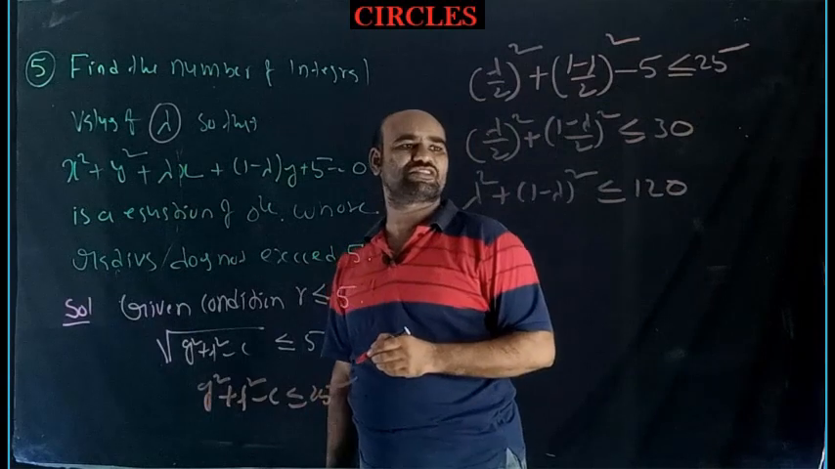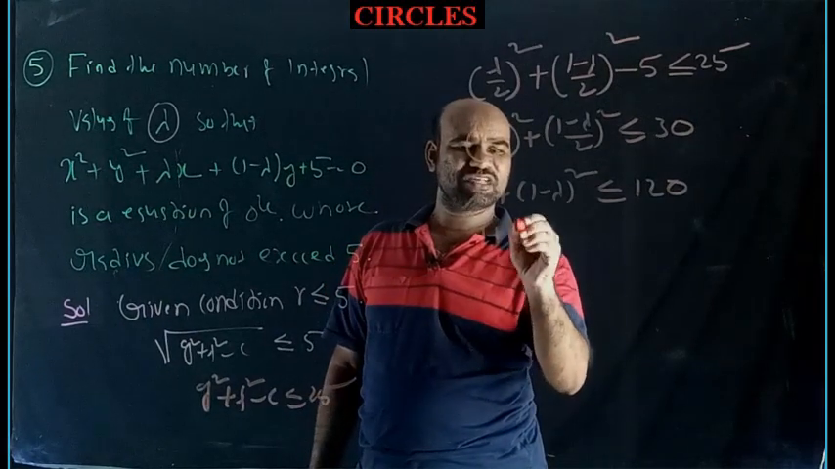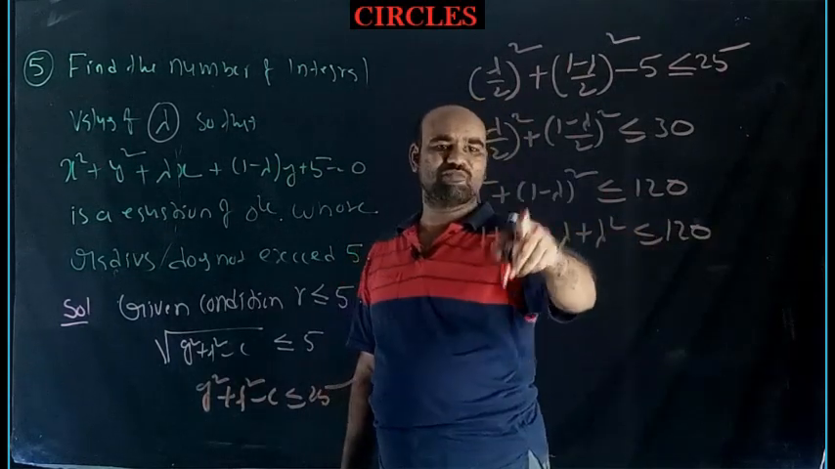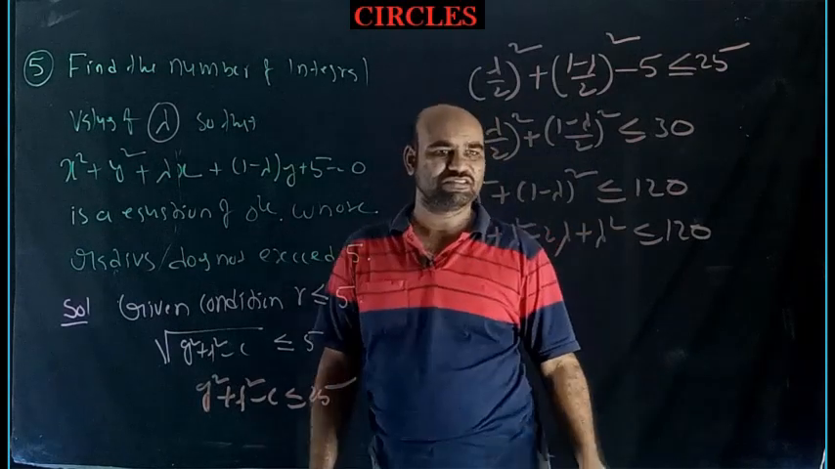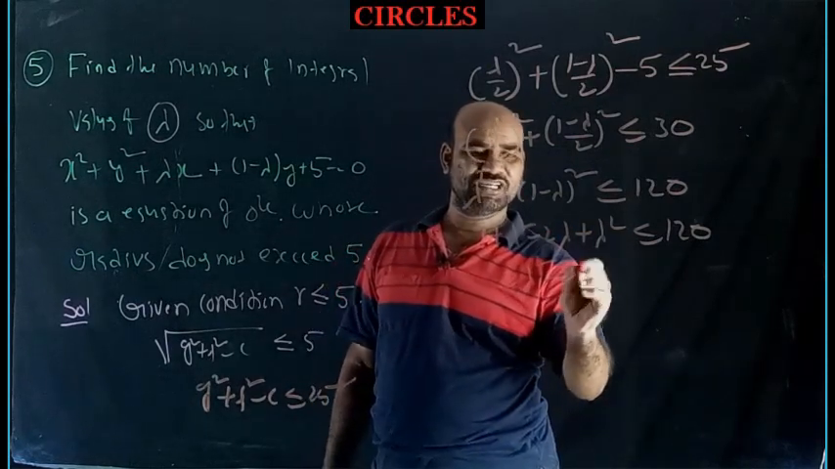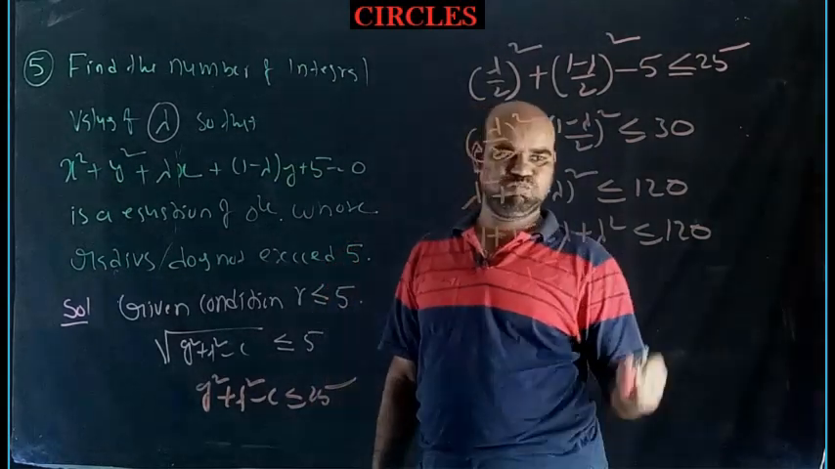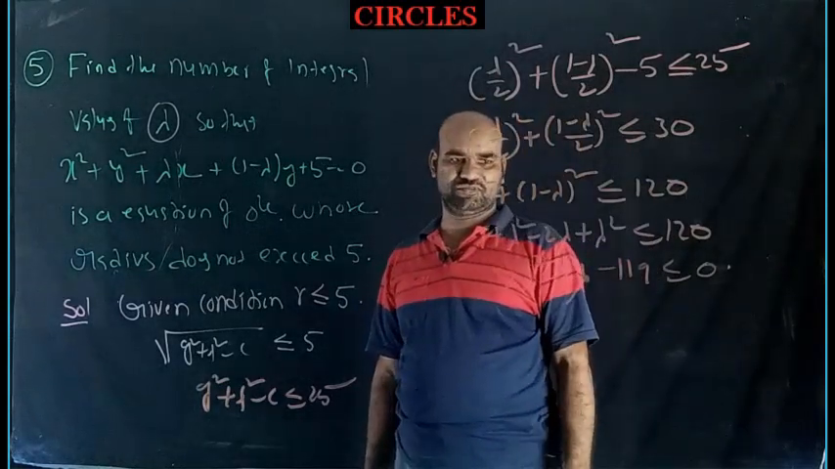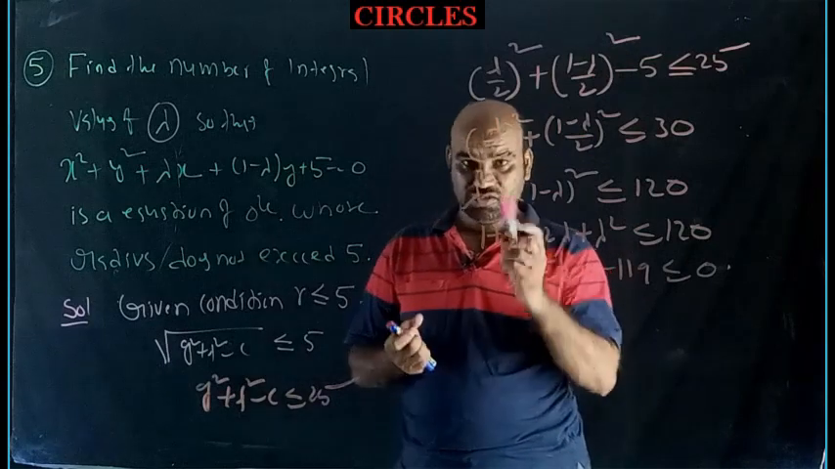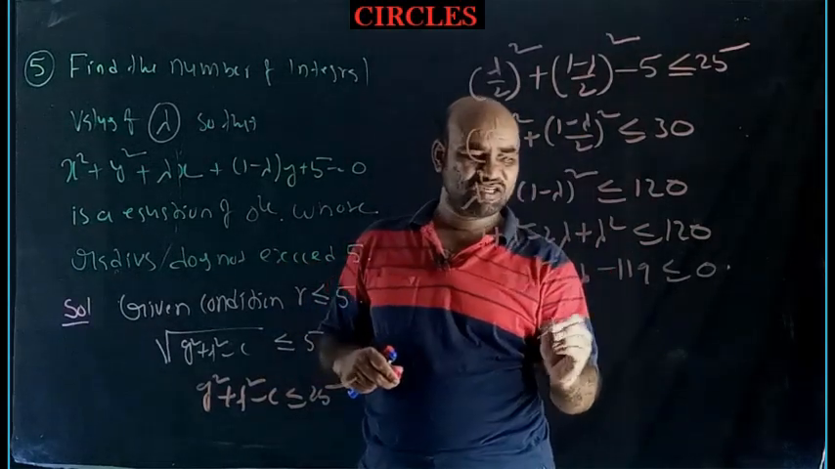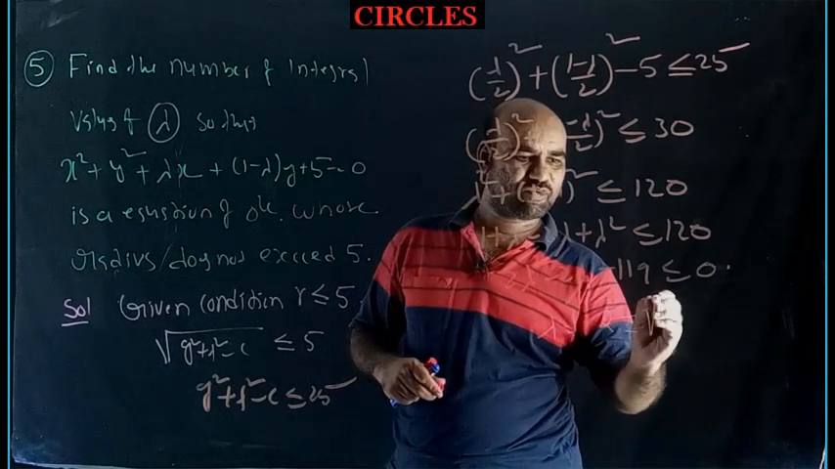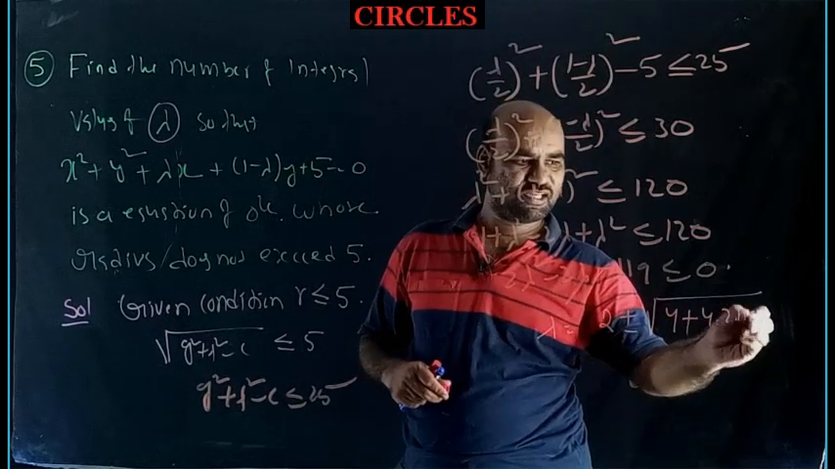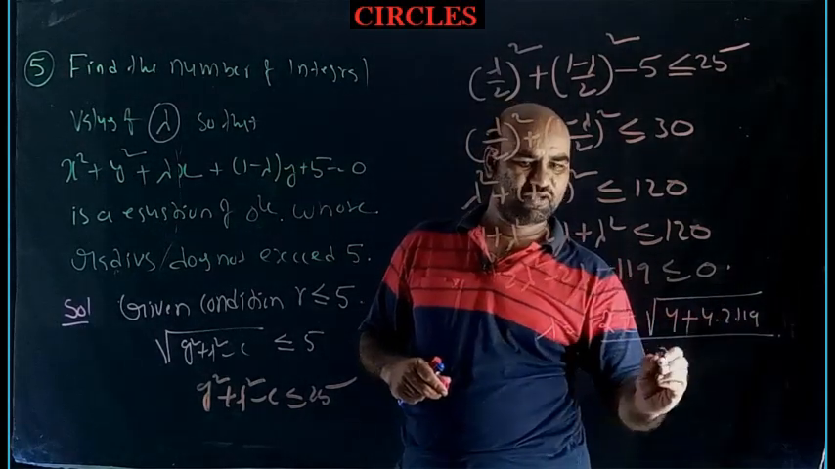Taking the LCM, 4 is a 12. 1 plus lambda square minus 2 lambda plus lambda square lesser than or equal to 120. So 2 lambda square minus 2 lambda minus 119 lesser than or equal to 0. Now we want to solve, so I want to use the formula for this. Lambda equal to minus b plus or minus root over b square minus 4ac, that is minus 4 into 2 into 119, by 2a, 2 into 2.